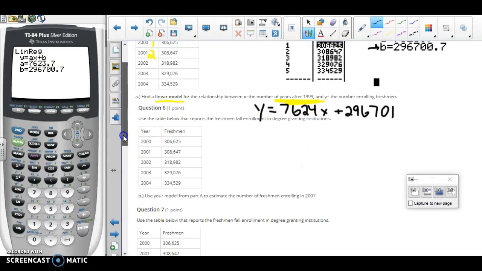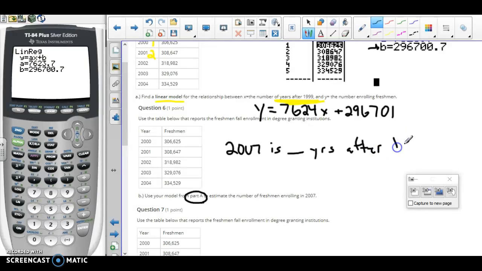All right. Part B says, same graph. Use your model from Part A to estimate the number of freshmen enrolling in 2007. Well, 2007, right, if you're going to keep going, which year? 2007, okay, is blank years after 1999. All right, what is that? So that is 8 years.